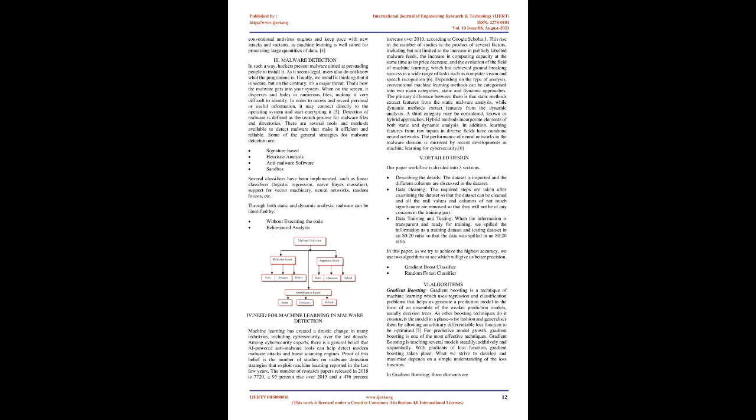4. Malware detection. In such a way, hackers present malware aimed at persuading people to install it. As it seems legal, users also do not know what the program is. Usually, we install it thinking that it is secure, but on the contrary, it's a major threat. That's how the malware gets into your system. When on the screen, it disperses and hides in numerous files, making it very difficult to identify. In order to access and record personal or useful information, it may connect directly to the operating system and start encrypting it.